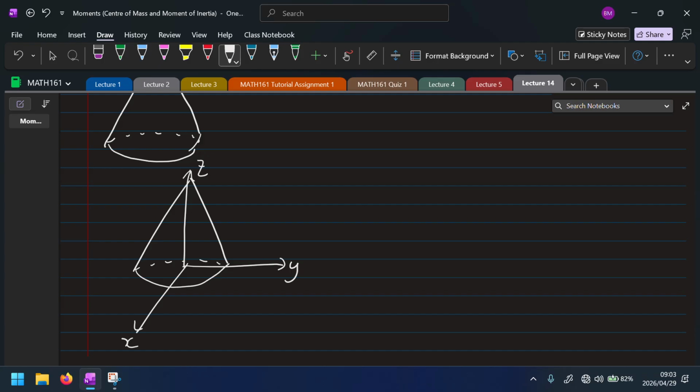Okay, so we're going to have something like that. Let's put in some values for this cone. Let's say that the base radius there is capital R, and let's say that the height of this cone here is h. What we want to do is work out the total mass. So let's put the equation down, then we can see what we can do.